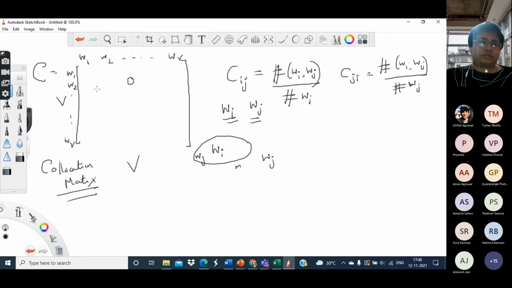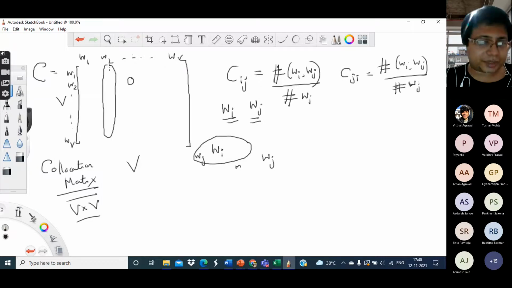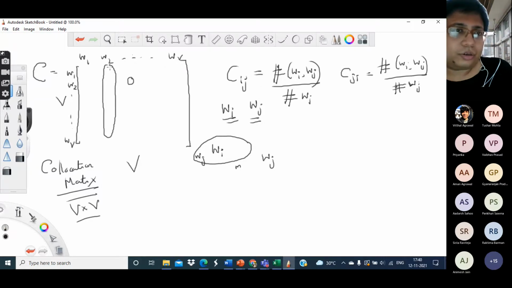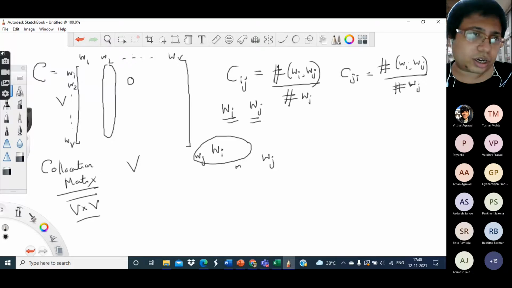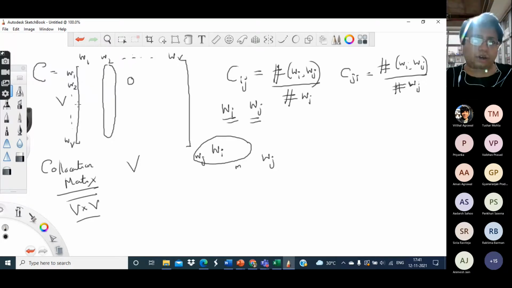Okay, so obviously this is a V cross V matrix. Now if you consider any particular word, let us say any particular column W2, what information this column is carrying is basically how often this word W2 co-occurs with W1, how often it co-occurs with W3, how often it co-occurs with W4, how often it co-occurs with WV. So I will get this kind of a vector.